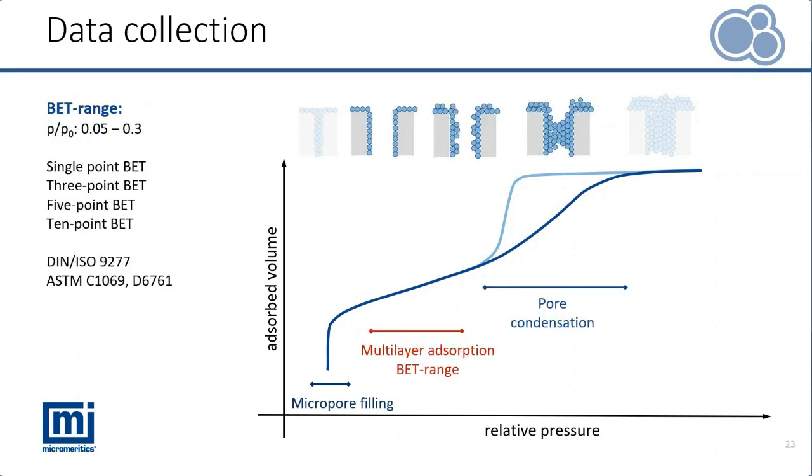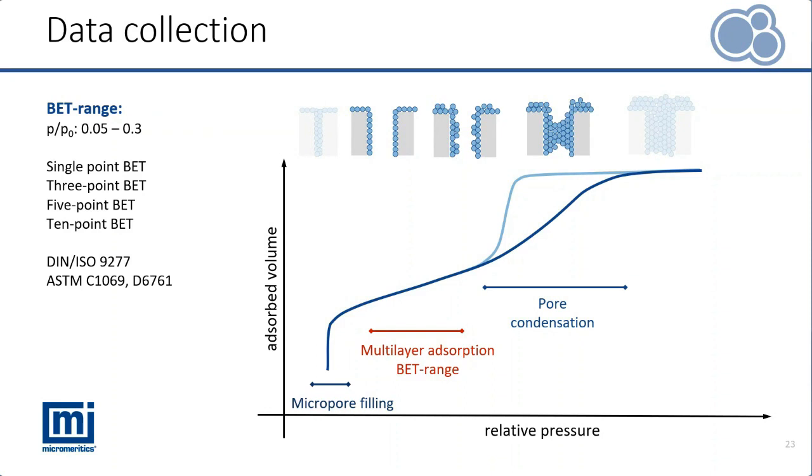By increasing the pressure, we reach a region where monolayer-multilayer adsorption on the pore walls takes place. This is the range also referred to as the BET range, and we need the data points from exactly this range for the BET calculation.